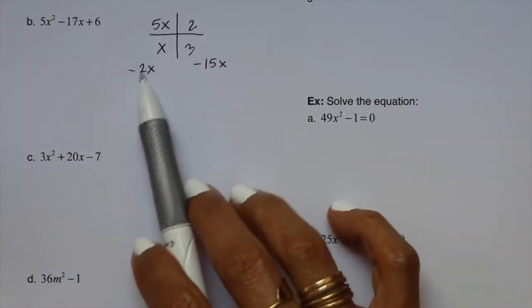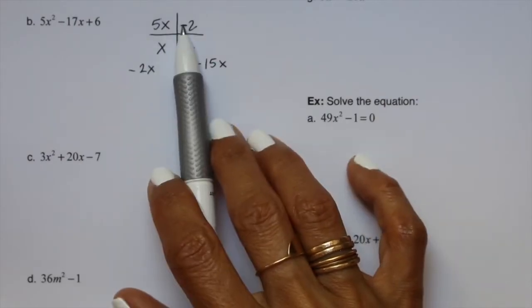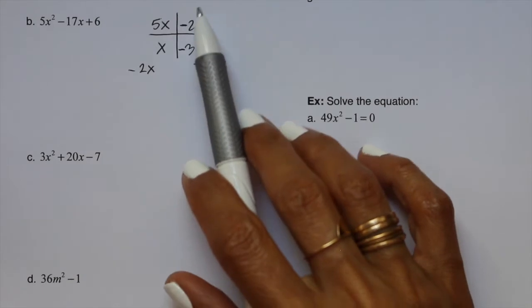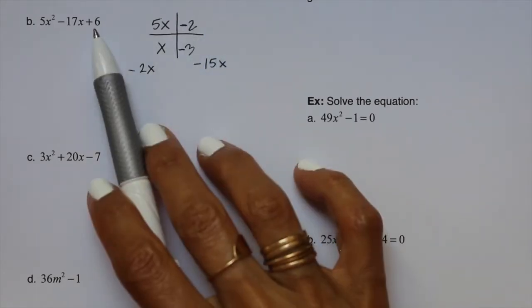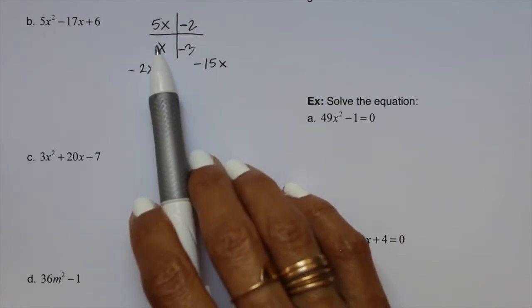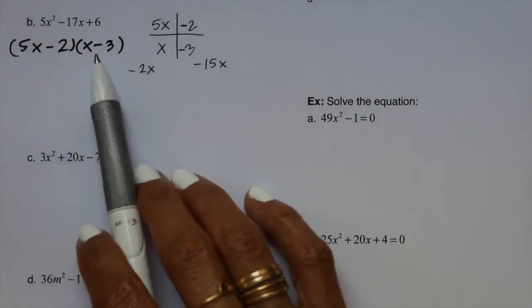Once you have your signs, you're going to put them back in on the right side. So this negative goes right there, and this negative will go right here on the 3. And finally, just double check, do these numbers multiply to this positive 6? And they do, so we are good. Our answer goes from left to right, so let's go ahead and write it out. Our final answer is 5x minus 2 times x minus 3.